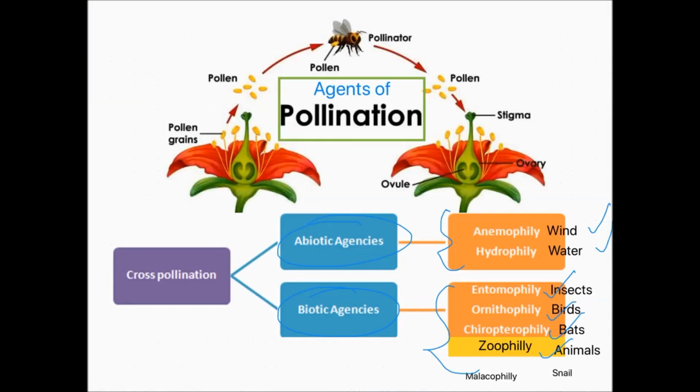And what are the agents of pollination? Wind and water. Wind is more common as an abiotic factor, and water is very rare, quite rare in flowering plants. It is limited to about 30 genera only, mostly in monocotyledon plants. And biotic agencies are insects, birds and bats, animals and snails, malacophily.